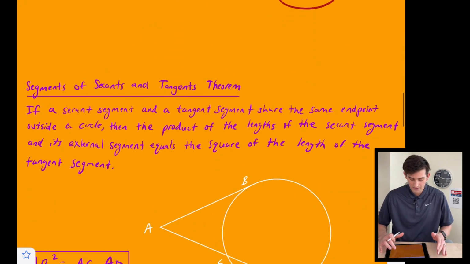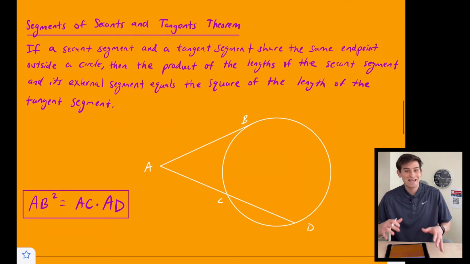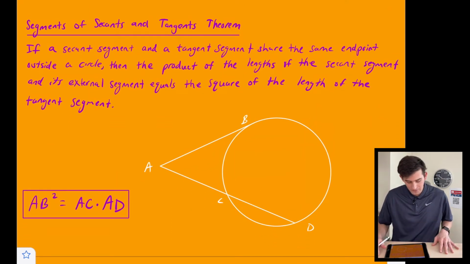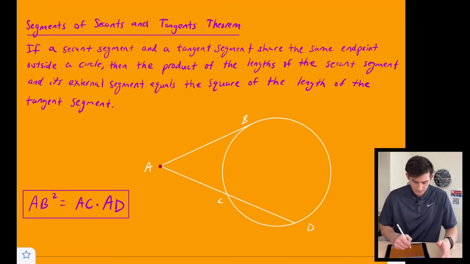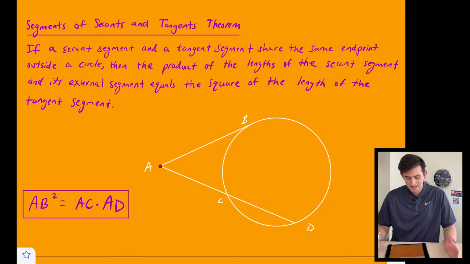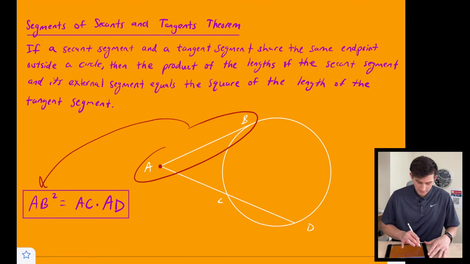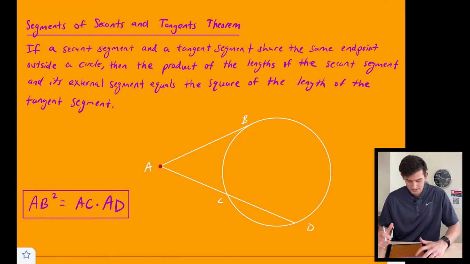Okay, now let's talk about the segments of secants and tangents theorem. Very similar, but subtle differences, so let's pay attention. If a secant segment and a tangent segment share the same endpoint outside a circle, then the product of the lengths of the secant segment and its external segment, similar to what we just looked at, is now equal to the square of the length of the tangent segment. So here our tangent segment is AB, so notice we have AB squared because that's the square of the tangent segment.